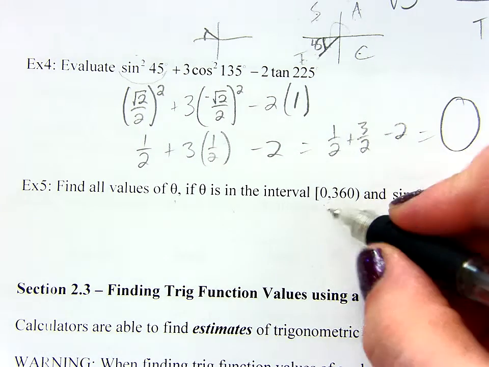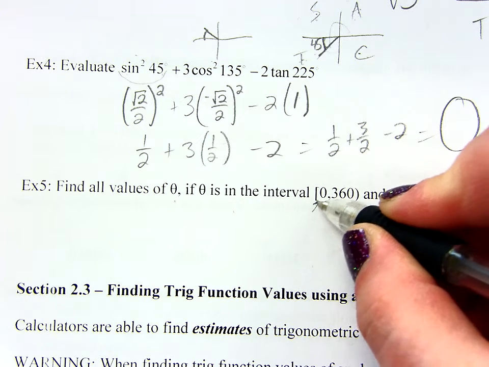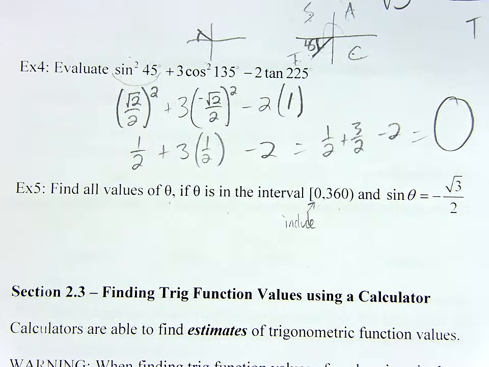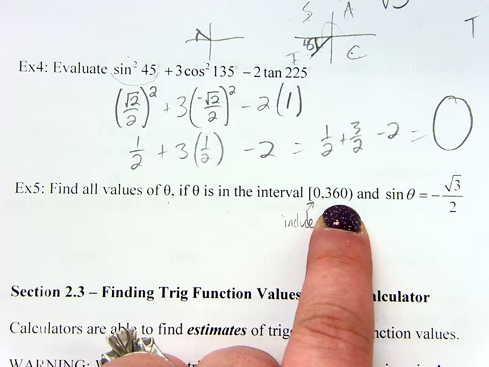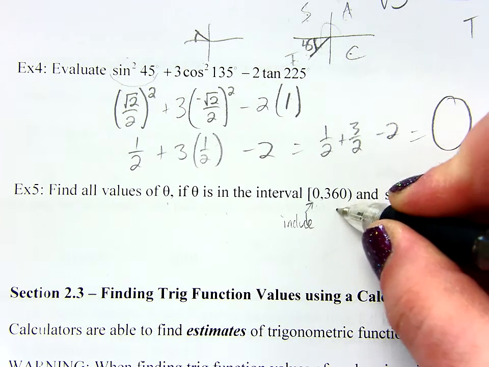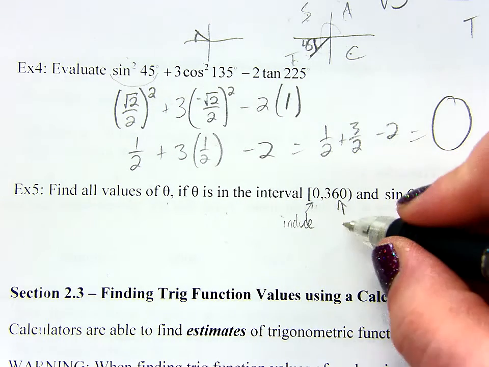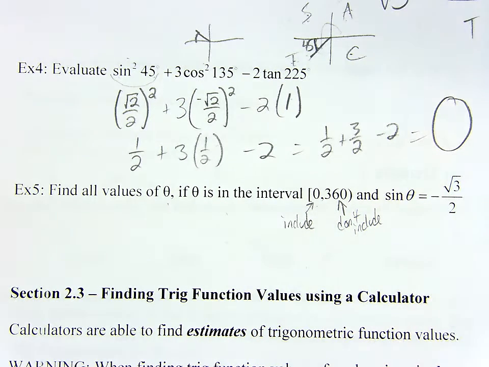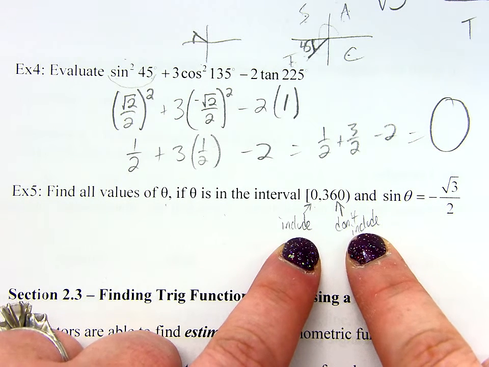When you have a closed bracket here, it means I want to include 0. So in other words, I want to find a value for theta that can be 0, but it can also be bigger than 0. It could be anything from 0 or greater up until 360. But since this is curved, it means don't include 360. So we get to choose a number between 0 and 360, like 359.999999.